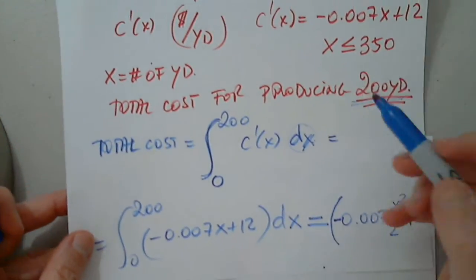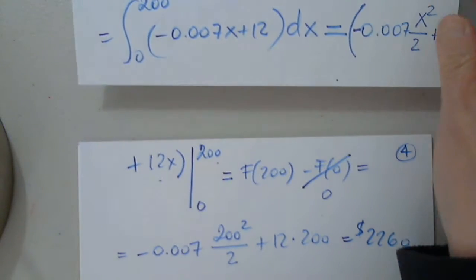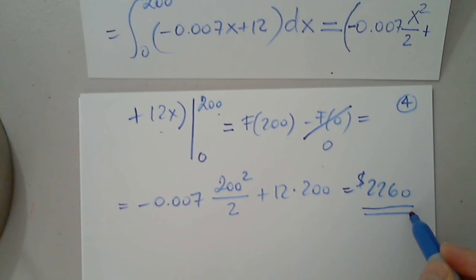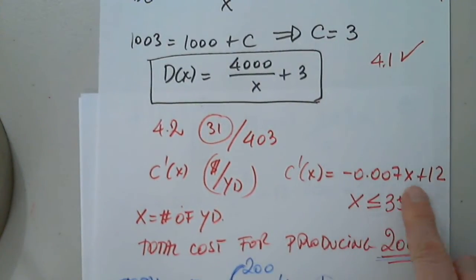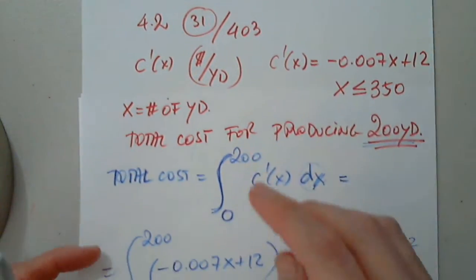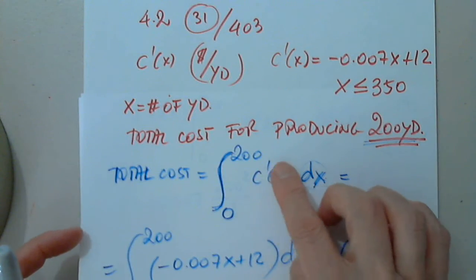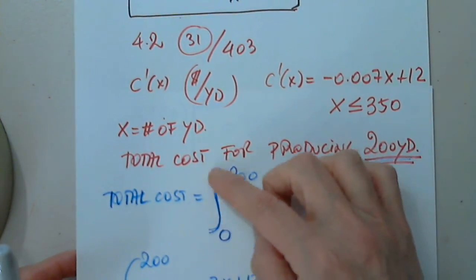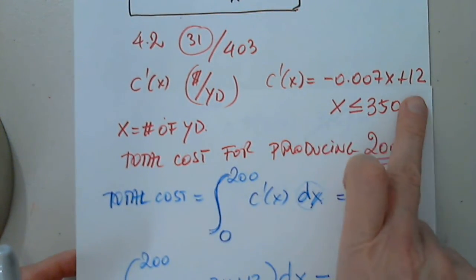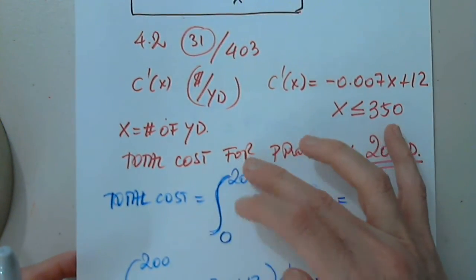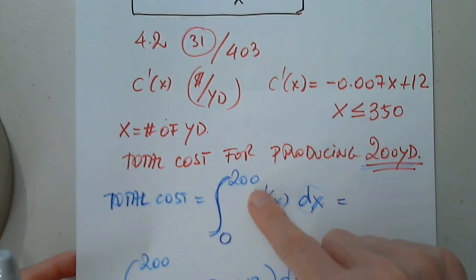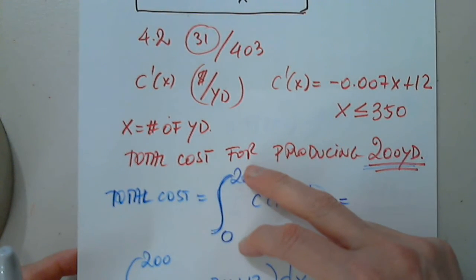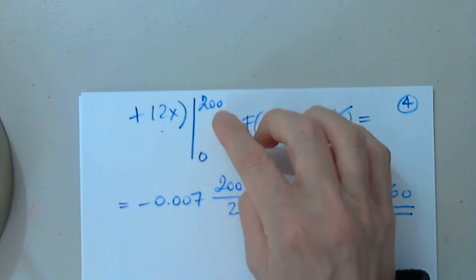Of manufacturing, of producing 200 yards of fabric. This is it. So the definite integral, if we are given the derivative function, which is the marginal cost, we integrate this function, this derivative, as a definite integral, because this is a continuous function. This is continuous. I didn't say that because I cannot determine a definite integral from a function that is not continuous on this interval, but it is. It's a linear function. So this is continuous. I can determine the definite integral. I find the antiderivative, and then I evaluate it from 0 to 200.